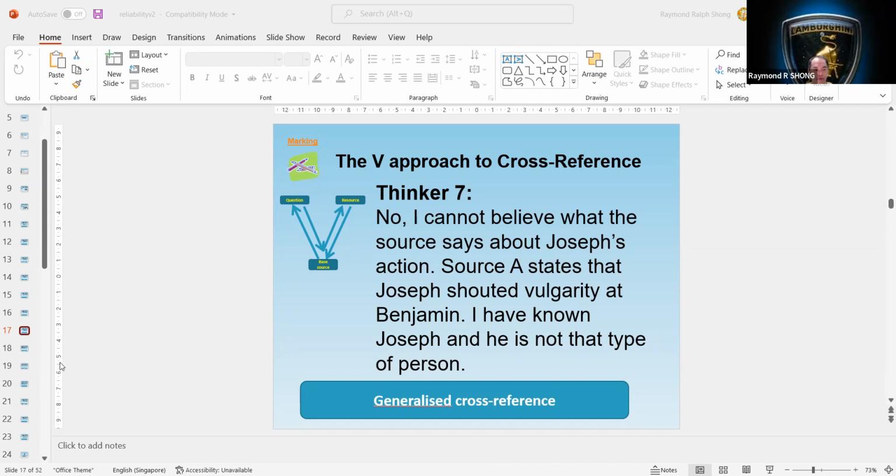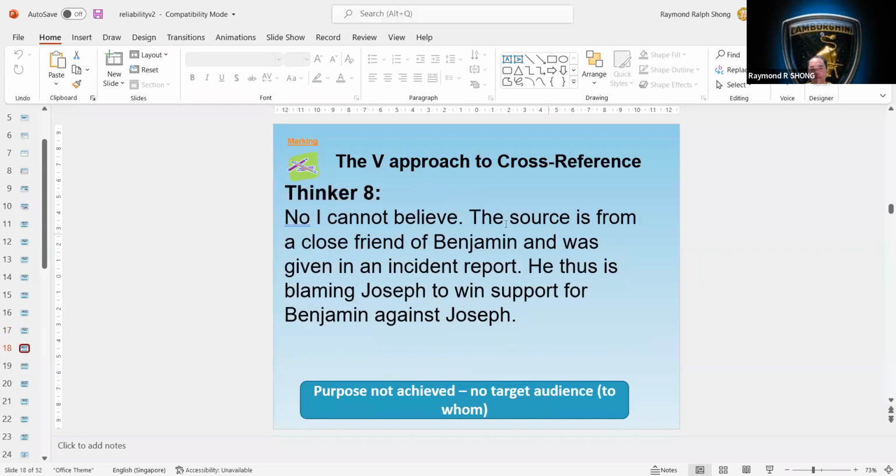Sorry, my mouse moved to the other slide, another print monitor. So no, I cannot believe the source is from a close friend of Benjamin and was given an incident report. His task is blaming Joseph to win support. Okay, this is worse. Purpose not achieved, no target audience. So realize that you need a target audience, you need evidence. So it's just any bullshit, sorry to use the word.